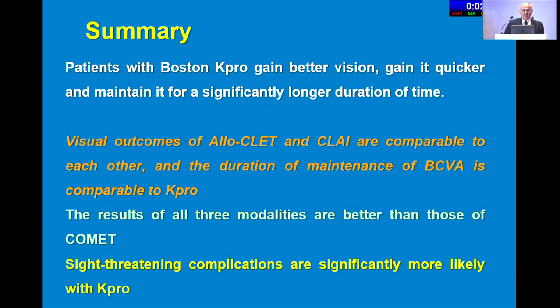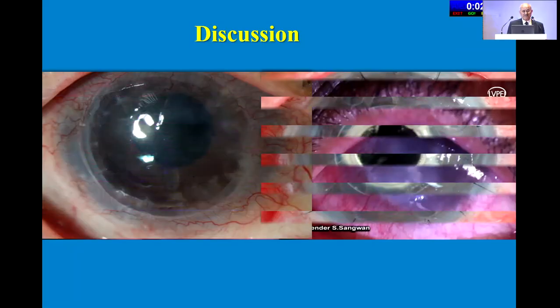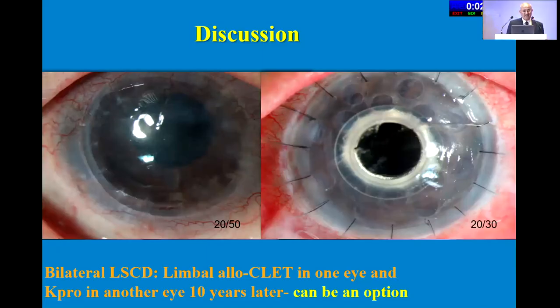The visual outcomes of allo-SLET and CLAL are comparable, and the results of all 3 modalities are better than those of the COMET. Sight-threatening complications are significantly more likely with K-Pro because if things go wrong, the deterioration can be very, very rapid. Therefore, you have to be very, very selective, very careful. This is an example of a patient in which we did first allo-SLET, and then after 10 years, when her vision started deteriorating, I did a K-Pro.